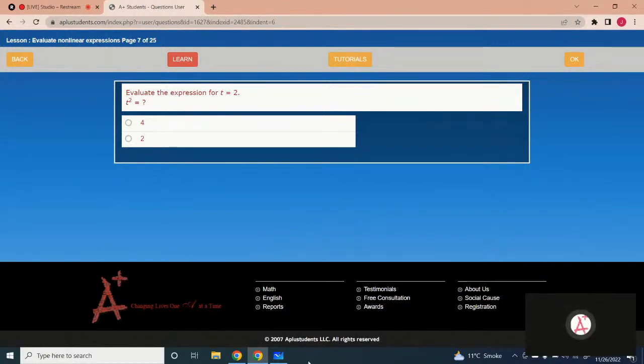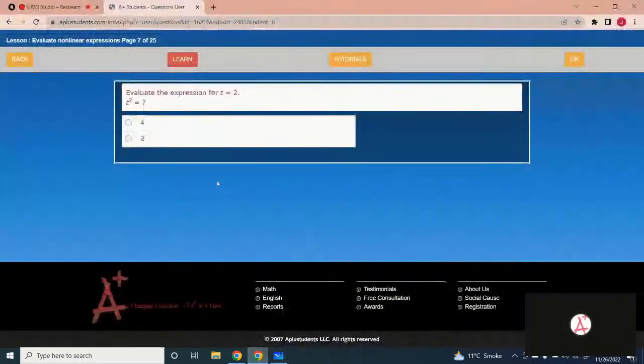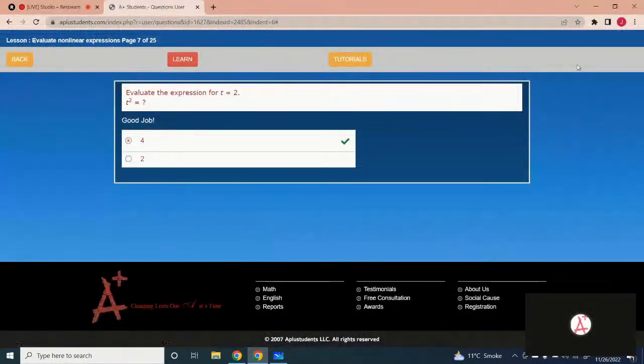Evaluate the expression for t equals 2, and you have to calculate t square. Got it? It would be 2 square, and 2 square is 4. Select the correct option and then click on the OK button.